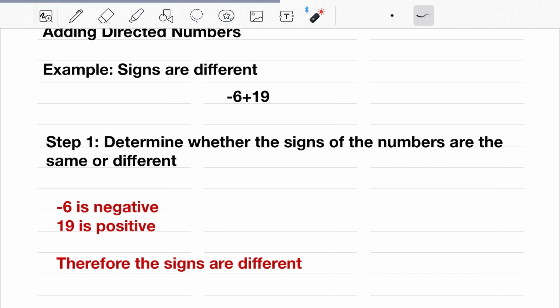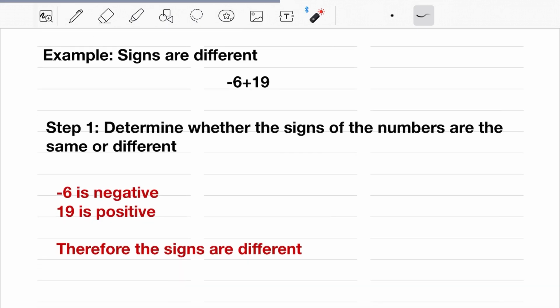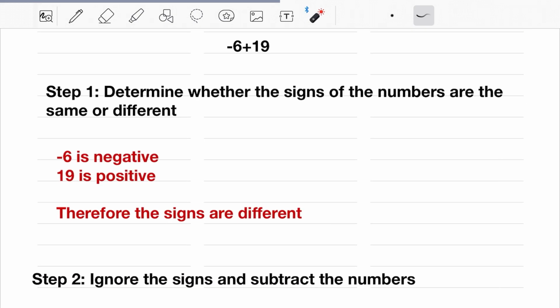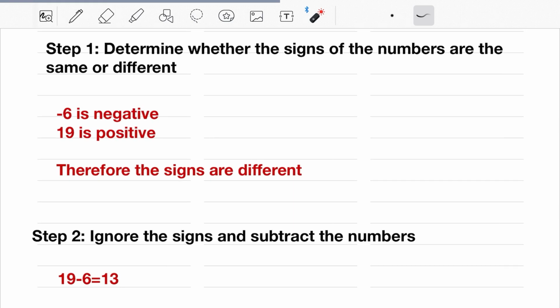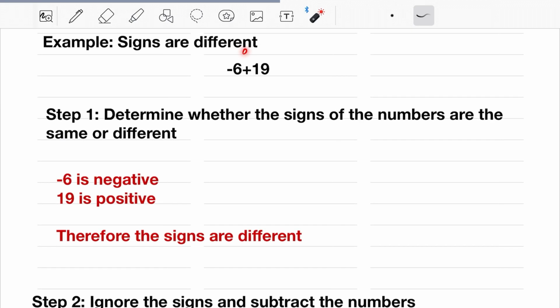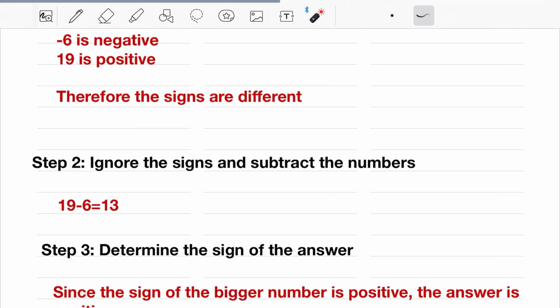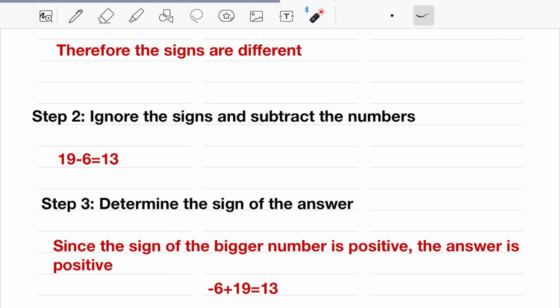Because these signs are different, we're going to ignore the signs and subtract the numbers. Okay, so we'll take 19 minus 6, which is 13. And to determine the sign of the answer, of course, we take the sign of the bigger number. In this case, 19 is bigger than 6, and 19 from our original question is positive. So our answer must also be positive. So minus 6 plus 19 is equal to 13.